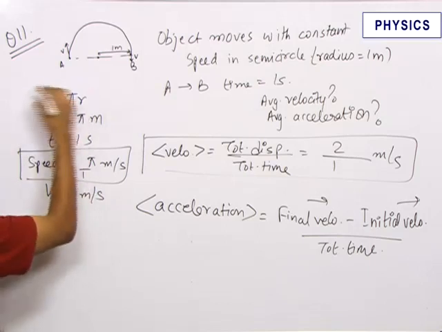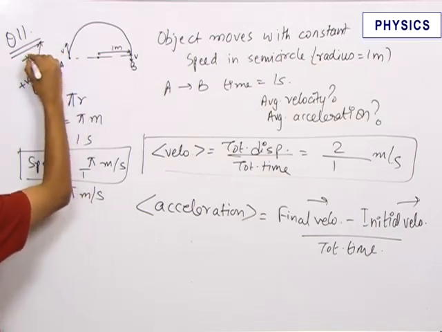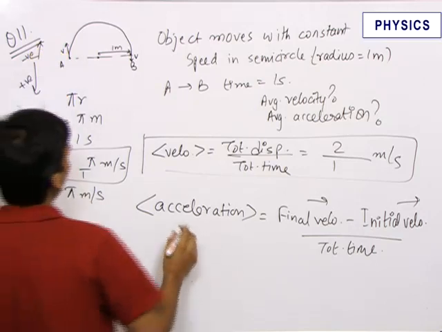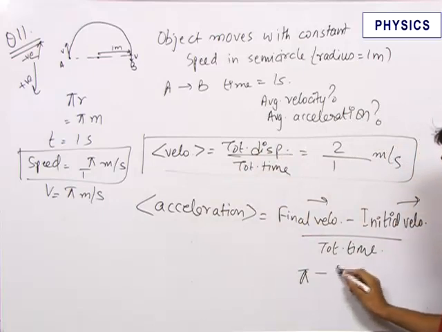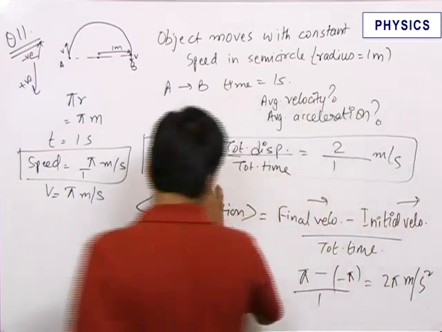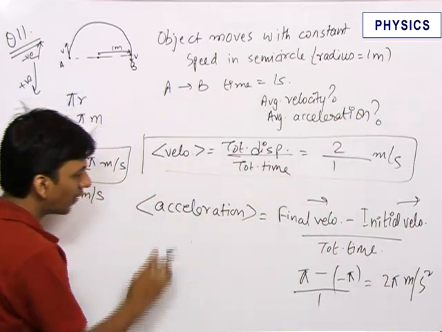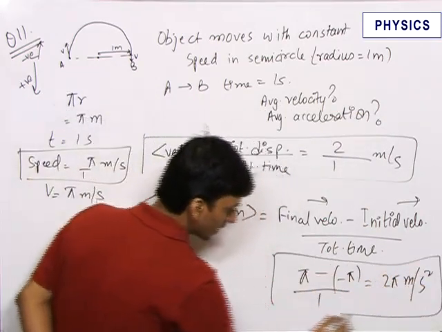So the final velocity, if we take this direction to be positive and this direction to be negative, the final velocity vector is pi, the initial velocity vector is minus pi, the total time is 1. So the average acceleration stands as 2 pi meters per second square. So the final answer for average velocity is 2 meters per second, while the final answer for average acceleration is 2 pi meters per second square.